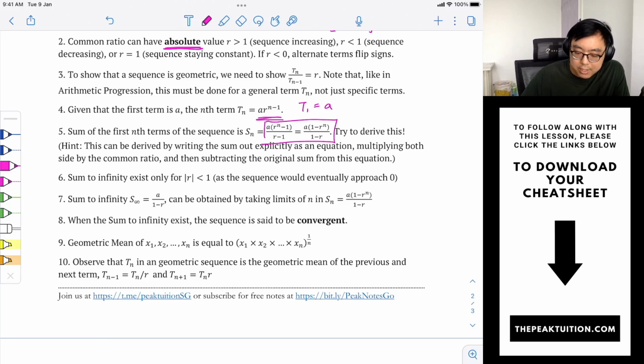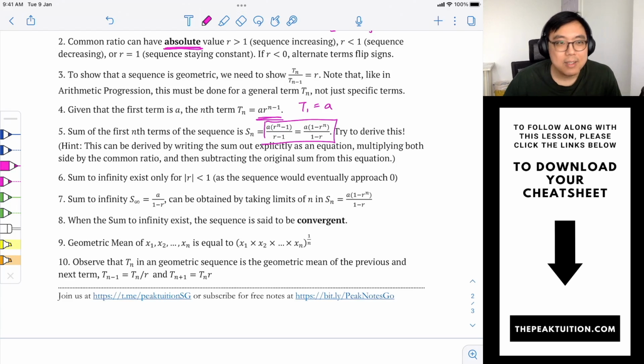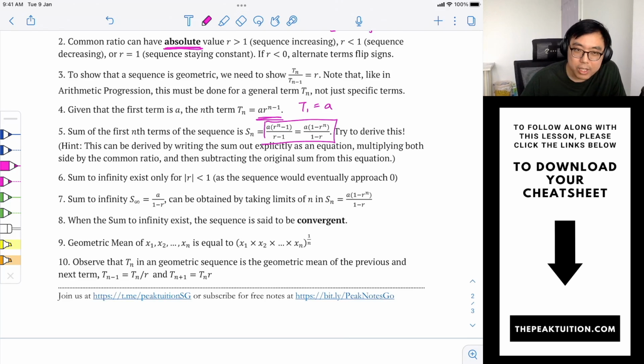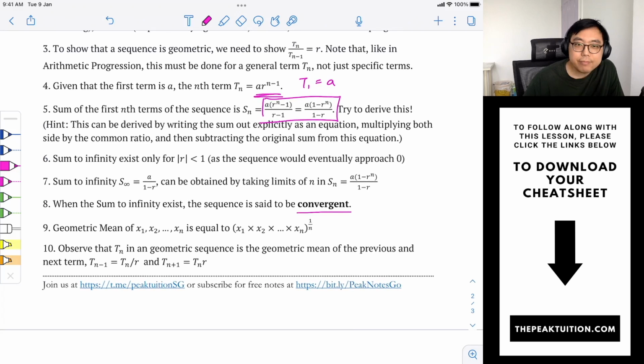And sum to infinity exists only for absolute value of r less than 1, because then the sequence will become smaller and smaller and smaller. If r is 1, then it's a constant term. So when you sum to infinity, you just keep getting larger and larger. If r is more than 1, then even worse, because then each of your terms becomes larger than the previous term, and eventually you add a larger and larger number to your sum, and it won't converge. The property of having a sum to infinity is known as convergence. It means that the sum eventually approaches a constant.